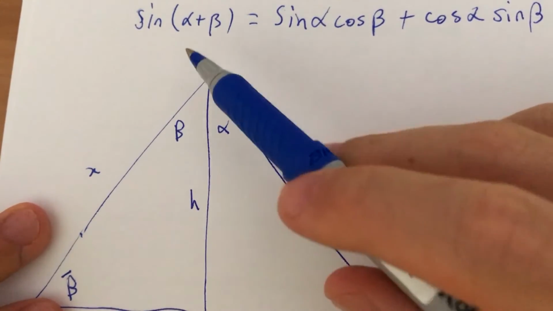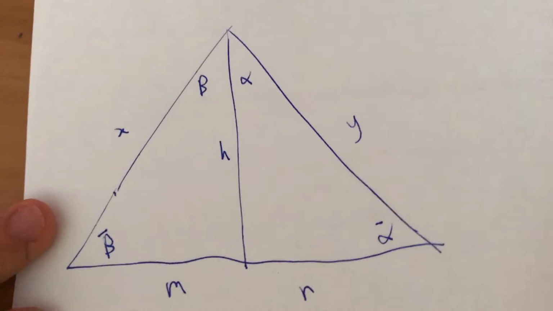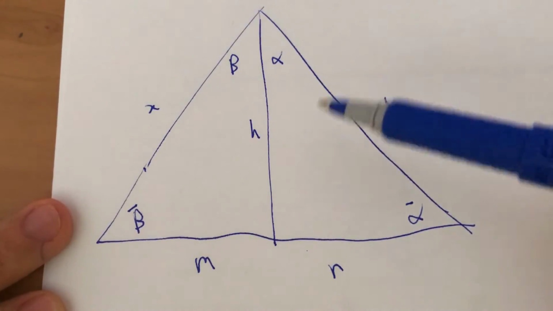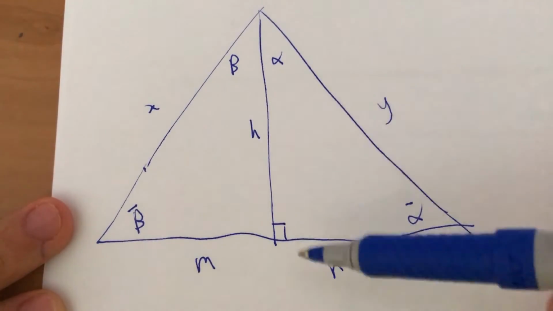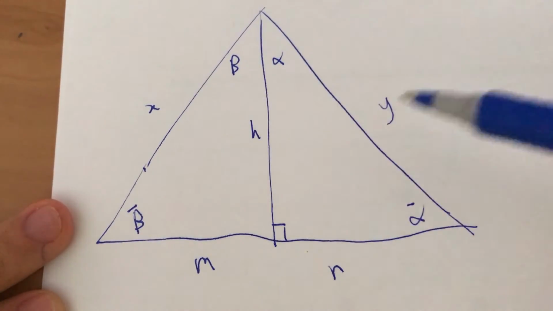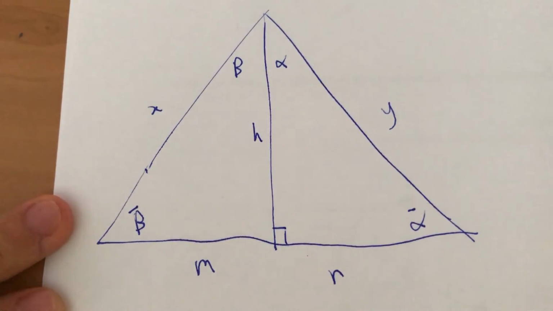I think if you can show it for them both being acute, you can probably show it for all the angles. So if they're acute, I could draw the triangle here with 90 degrees and the height h. This angle is alpha, this angle is beta. Let's call these sides x, y, and m and n are the two sides.